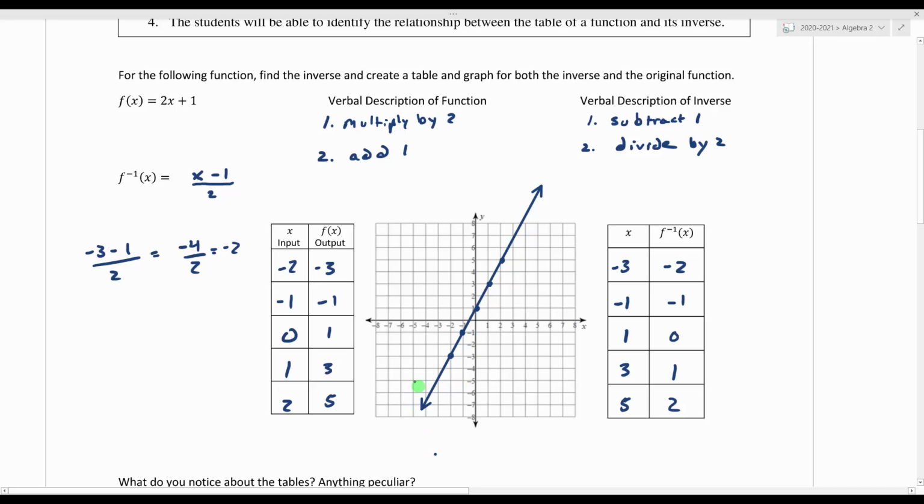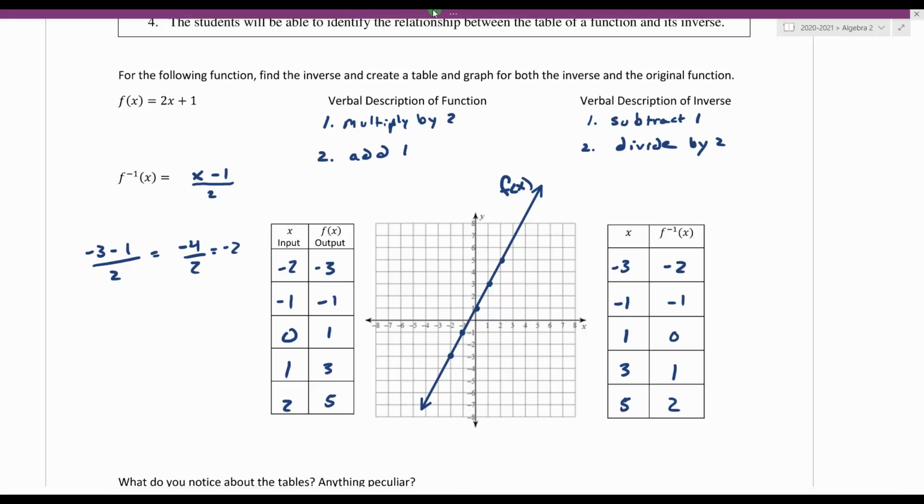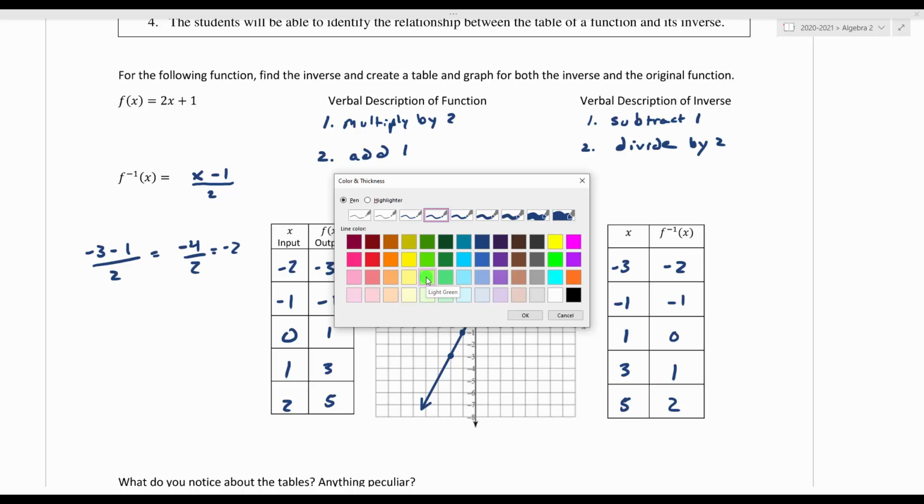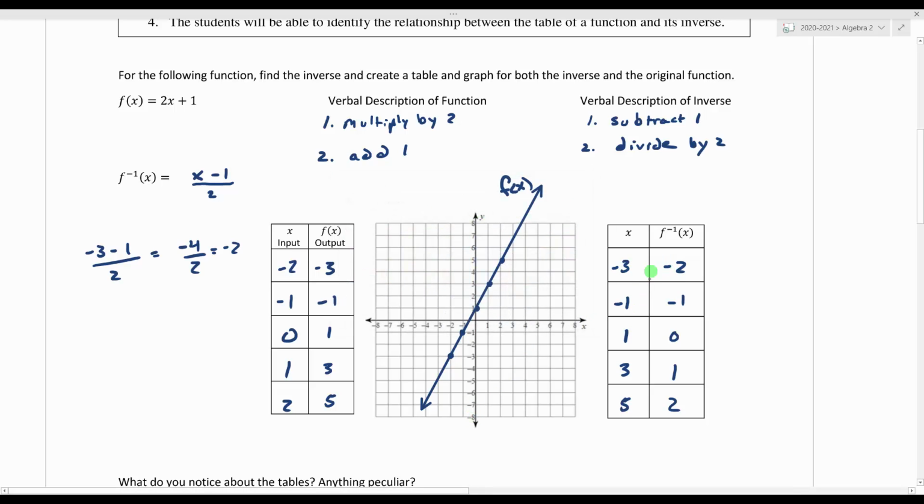There we go. So I got my line plotted. That is f of x, and I will label that so we know which one is which. And then I'll switch colors here, and we'll graph the inverse and see what that one looks like. Let's go with green. And now we're going to plot these points, right?